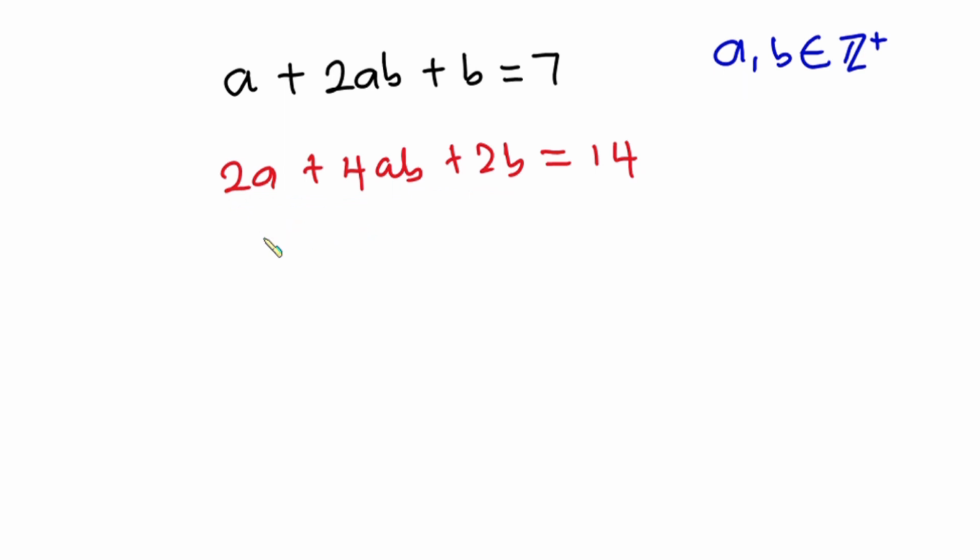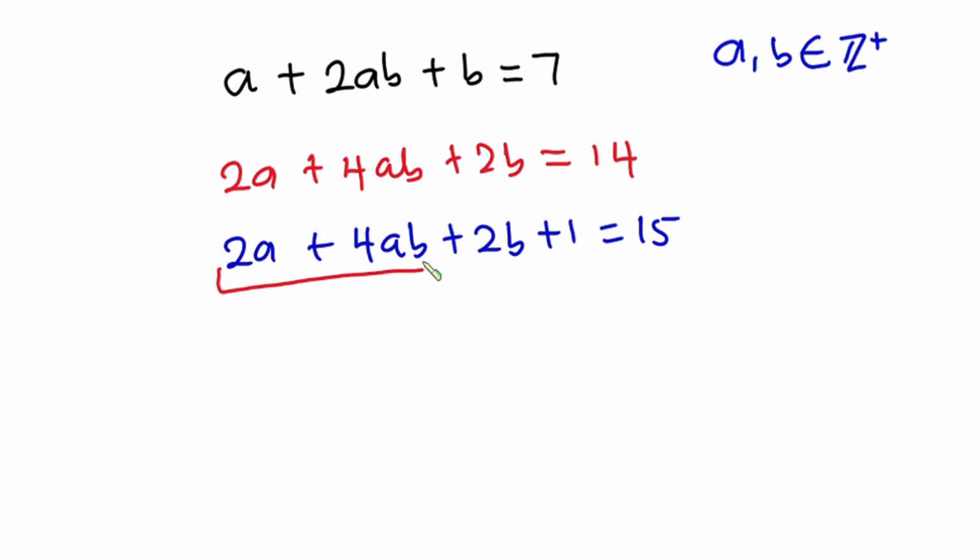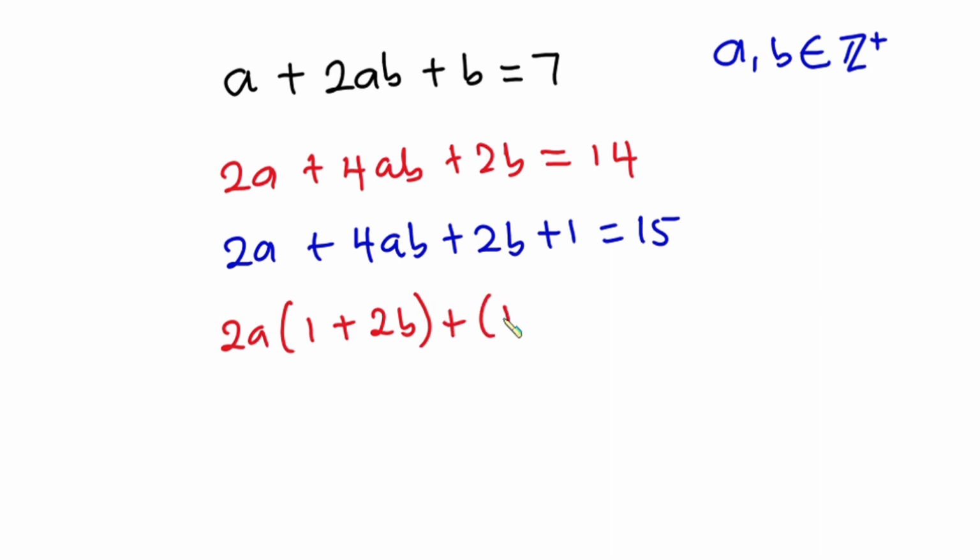Let's add 1 to both sides of the equation so that we get 2a plus 4ab plus 2b plus 1, and this is equal to 15. We just added 1 to this 14. Awesome. Now let's pay attention to these first two terms. We can take 2a out, right? So we have 2a into 1 plus 2b. Then from here, we can just group them. So we have 1 plus 2b. And this is equal to 15.